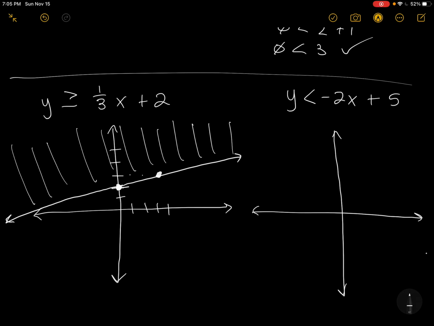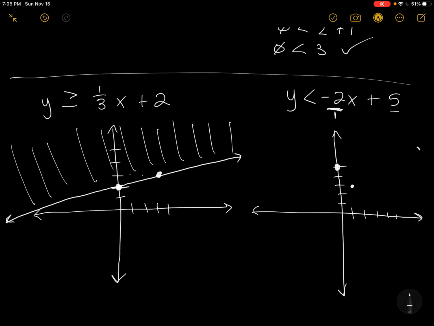I hope I have enough room. Okay, so this time, 1, 2, 3, 4, 5. My first point, that's my intercept, right? 5. And then my slope, remember, it's a whole number, but that means it's over 1. Right, so I go down 2, to the right 1.